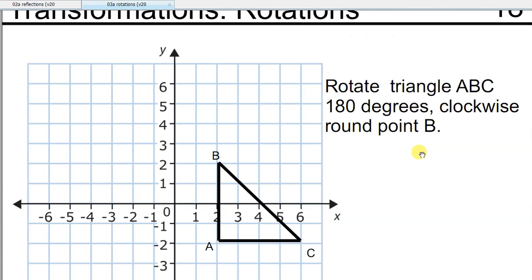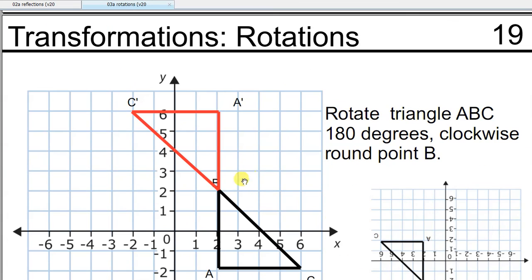Here's another one, rotated around point B. So I take it here, and I'm rotating it around point B, as opposed to around the origin.